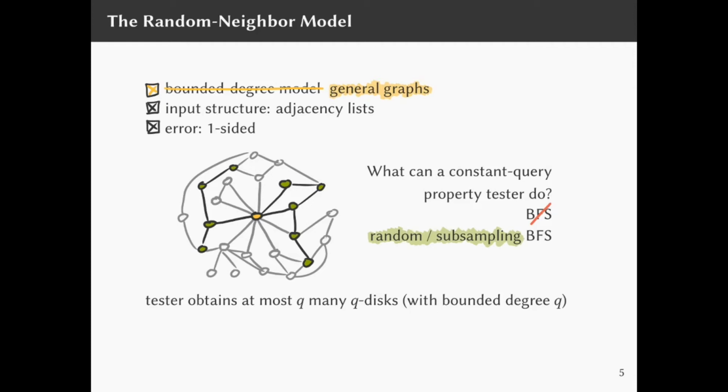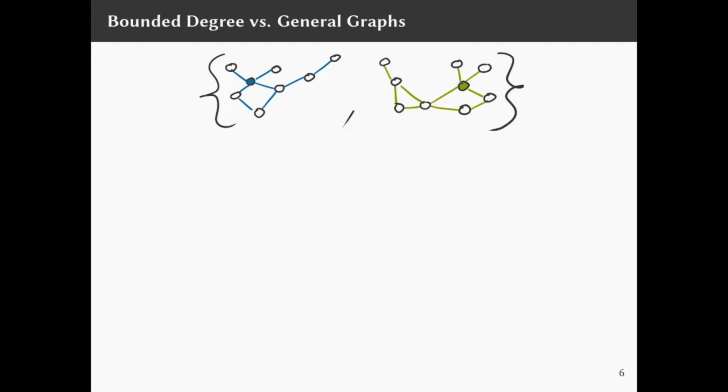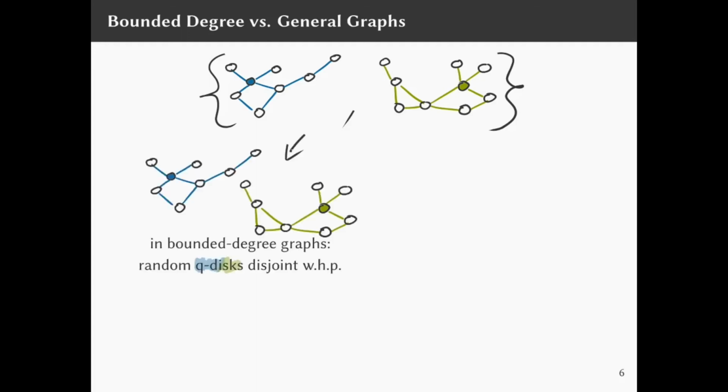What is the difference between the bounded degree model and this model? So say that our property tester samples these two K-disks, the blue K-disk and the green K-disk. In the bounded degree model, we have that with high probability random Q-disks are disjoint. And this is because all vertices have only constant degree, so discovering a vertex is not that easy. And this implies that there's a bijective decomposition of the BFS subgraphs into Q-disks. So if we consider the subgraphs that are explored by the BFS, they map bijectively into sets of Q-disks.